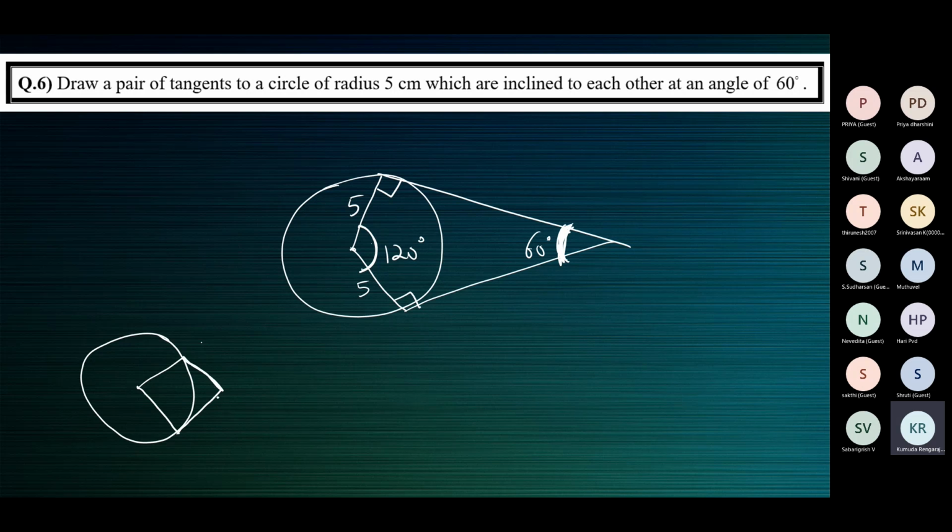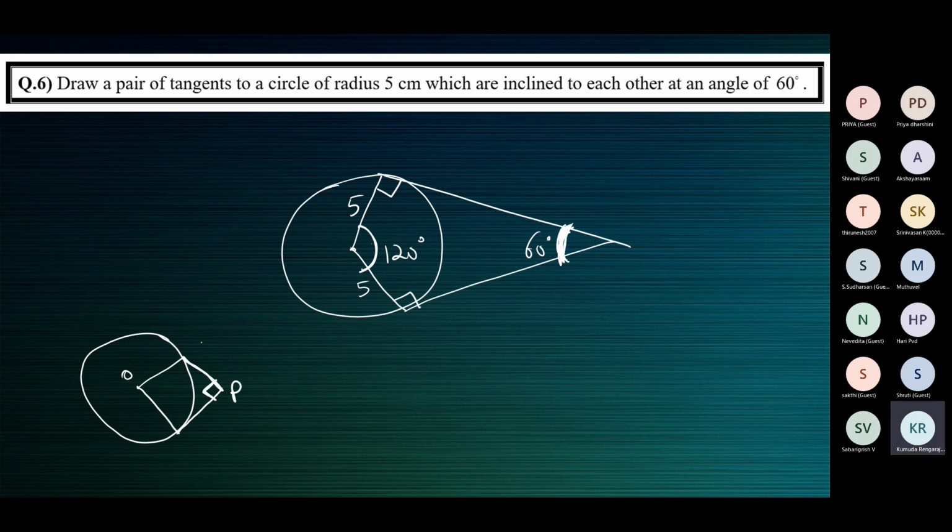So like this, your construction will be like this, children. If the tangents are perpendicular to each other, the angle between them should be 90 degrees. That means this quadrilateral will be a rectangle or a square. It will be a square.